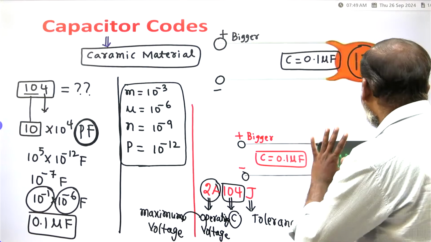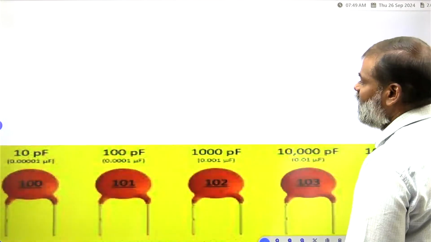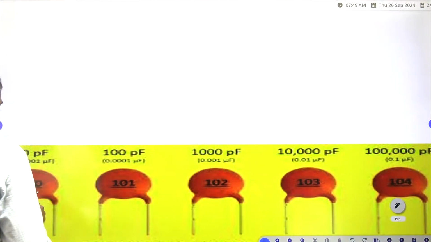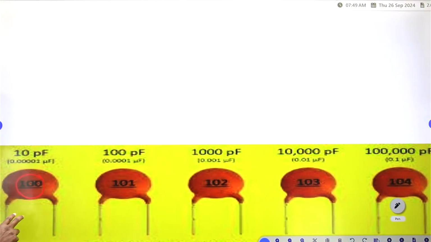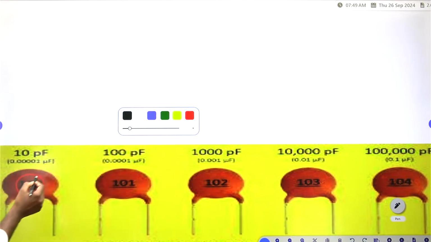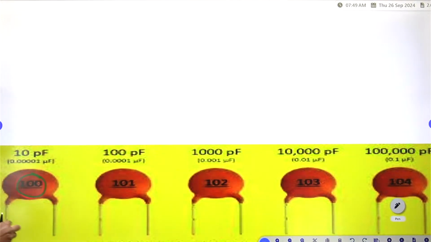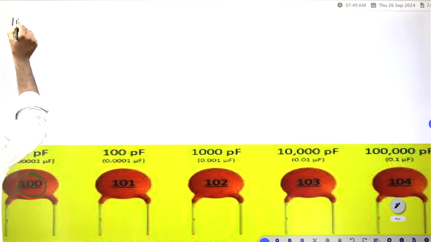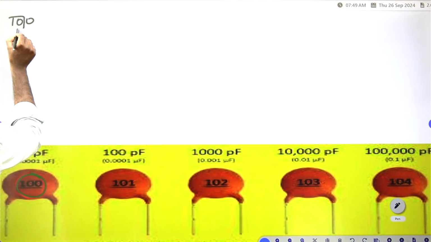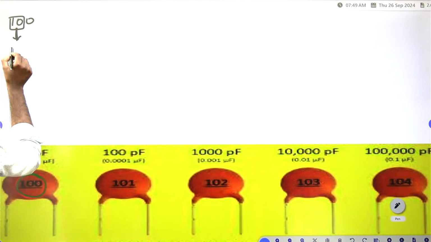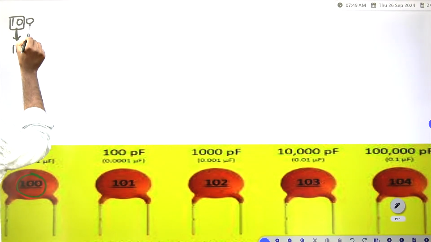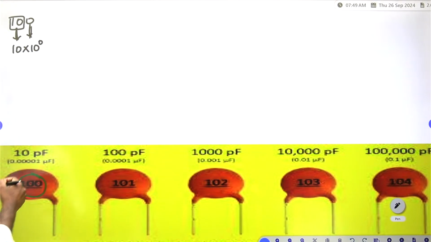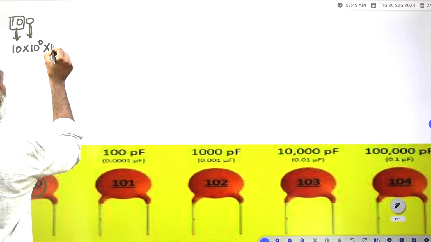Suppose we have to see not 104 but 103, or some other one, say a 100 capacitor. What is the capacitance of this? We have to calculate. If it is 100, first two digits you write: 10 into, next 0 you write as the multiplier, 10 to the power of 0. 10 into 10 to the power of 0, and you have to multiply with picofarad.